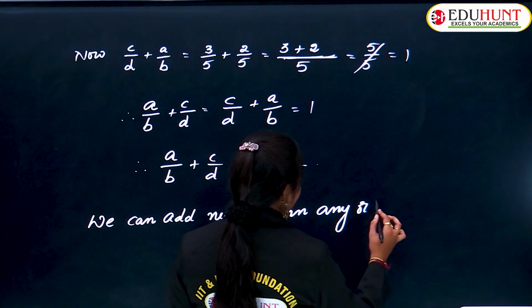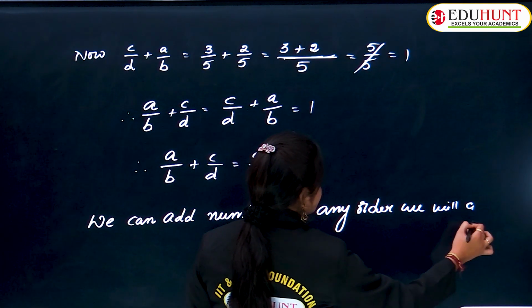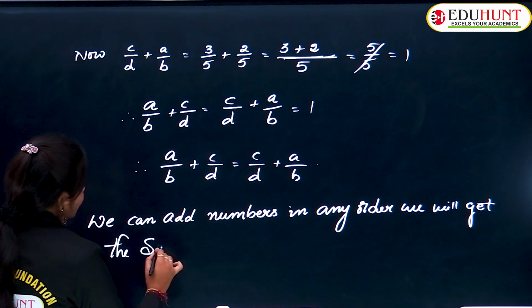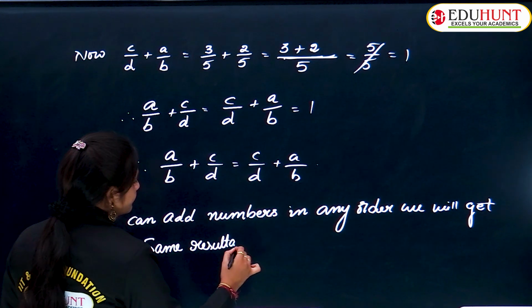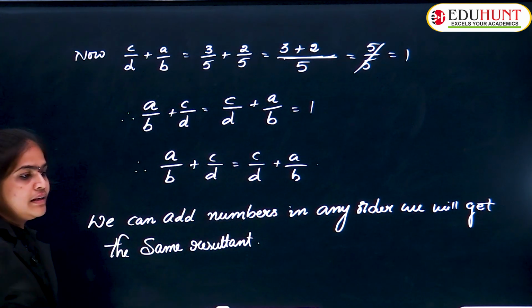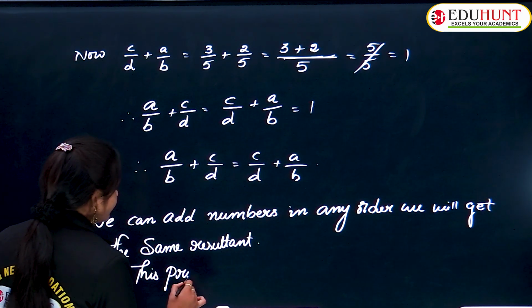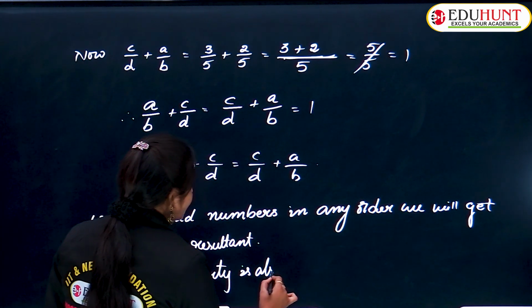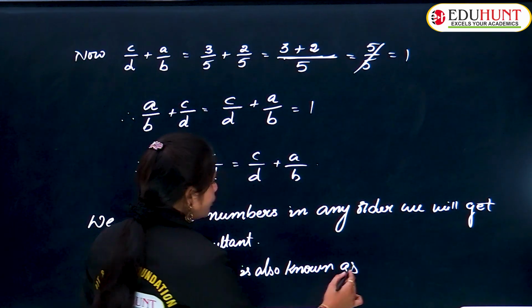In any order, we will get the same resultant. Okay, that's why this property is also known as order property.